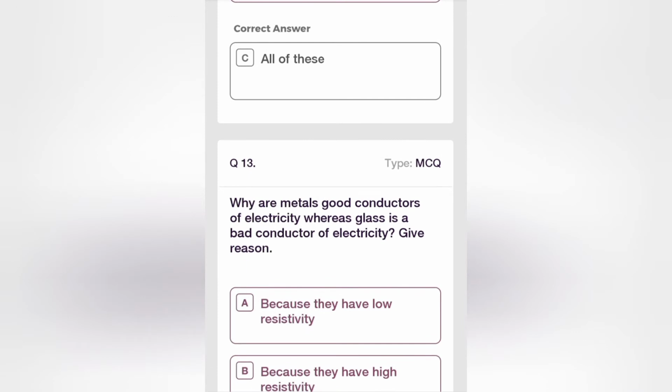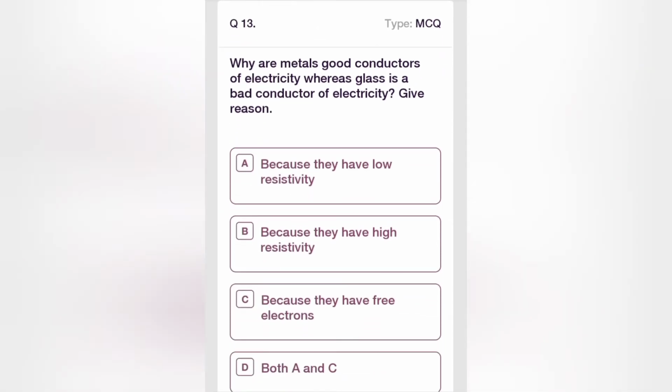Why are metals good conductors of electricity whereas glass is a bad conductor of electricity? Give reason. See, metals have got low resistivity whereas the glass has got high resistivity or high resistance. It will not allow the current to flow. That is the case of glass. Whereas metals are good conductors because they have got low resistivity as well as they have free electrons. Okay, so the option must be option D. Metals are good conductors. Reason is they have low resistivity and free electrons. Both A and C is the correct answer.